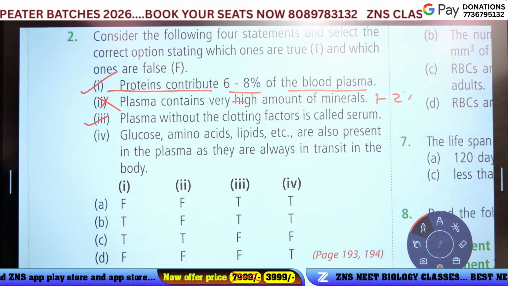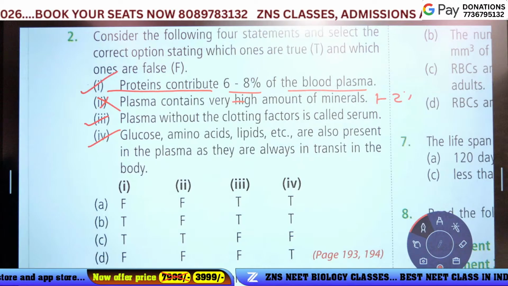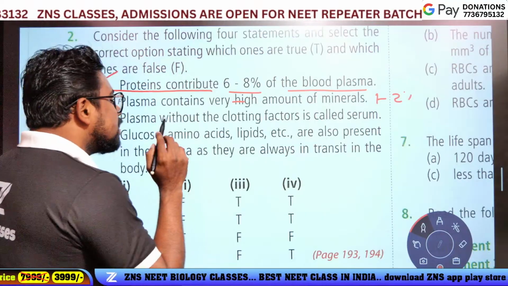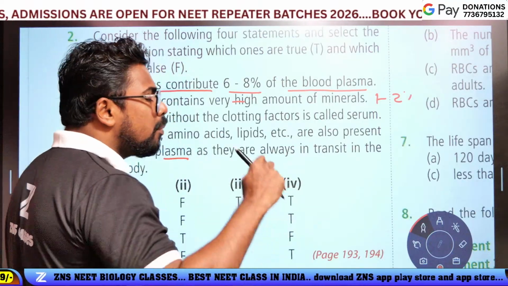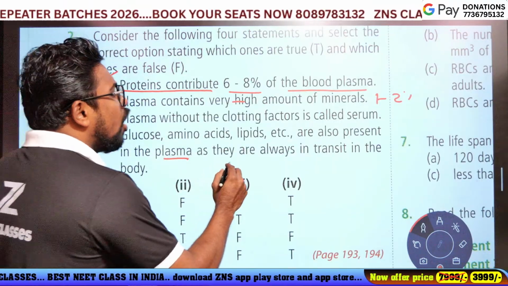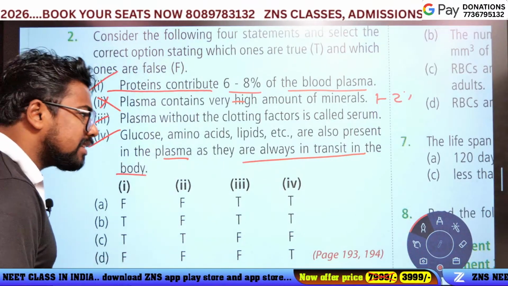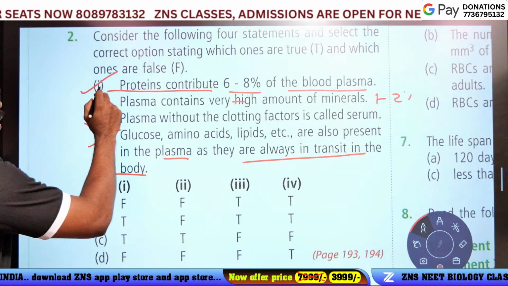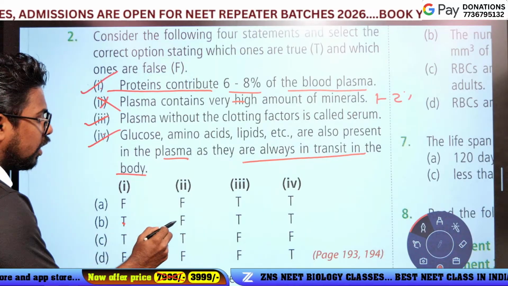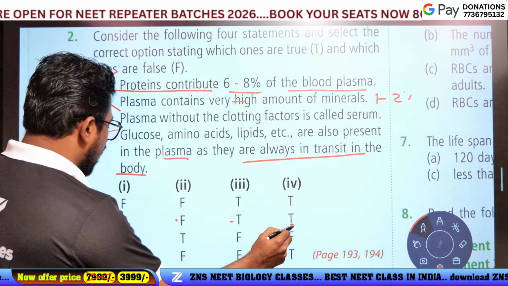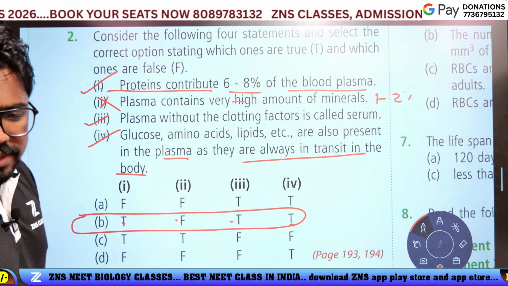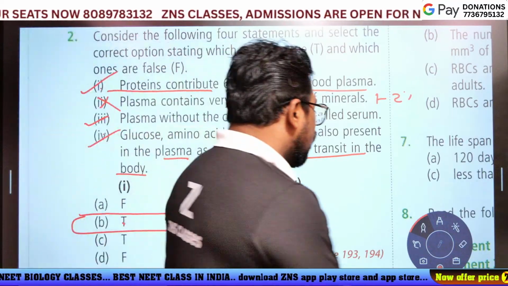Yes, it's correct. The glucose, amino acids, lipids, etc. are also present in the plasma. The plasma contains body minerals, body nutrients, everything present in plasma as they are always in transit in the body. Yes, the statements are correct. Options 1, 3, 4 are correct: true, false, and true. Which option is correct? Option B is the answer. Very simple questions, okay guys. Ready? The next question.